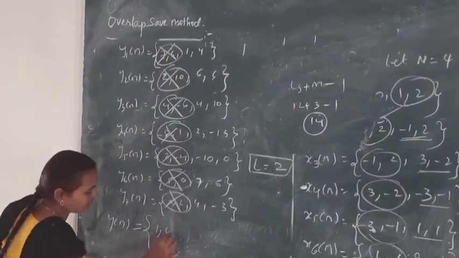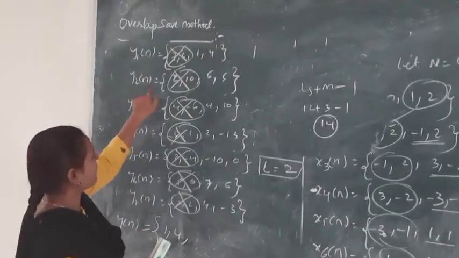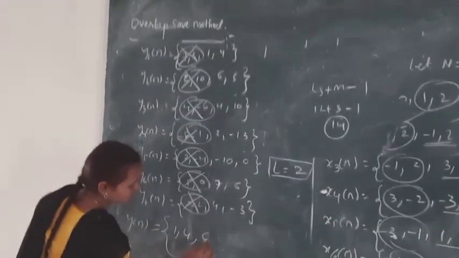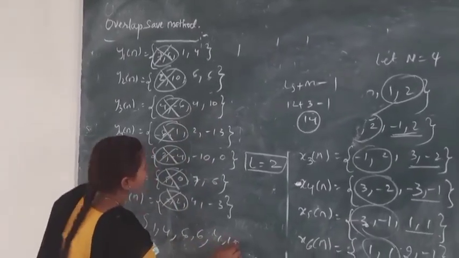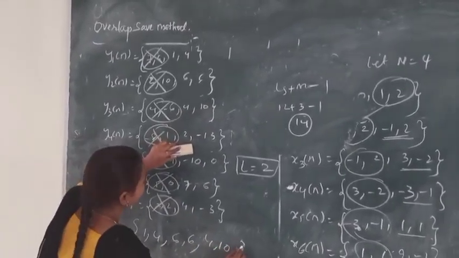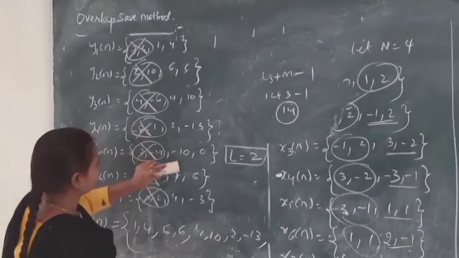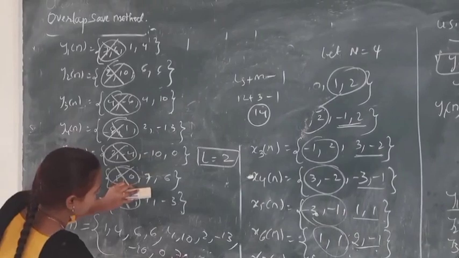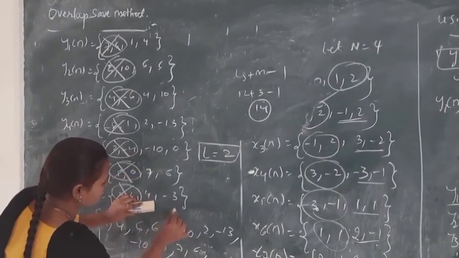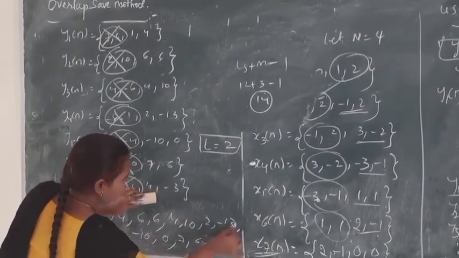We write 1, 4. Next, the second sequence value is 6, 6. Next, 4, 10. Then 2, minus 13, and next minus 10, 0, and 7, 6, and the last value is 4, minus 3.